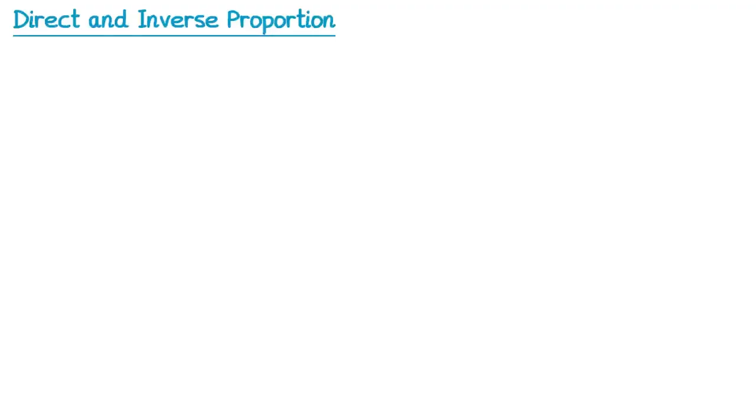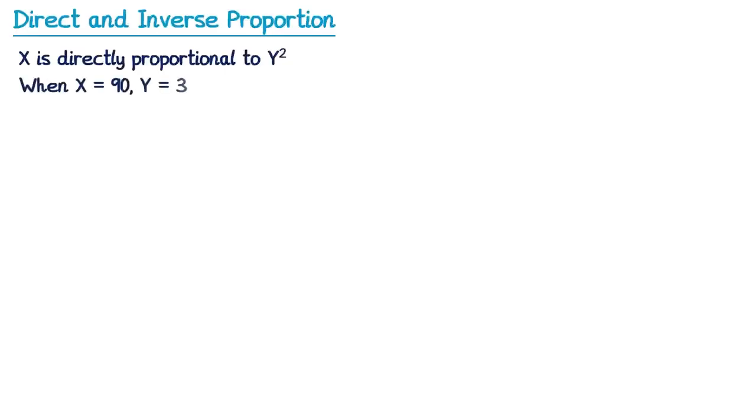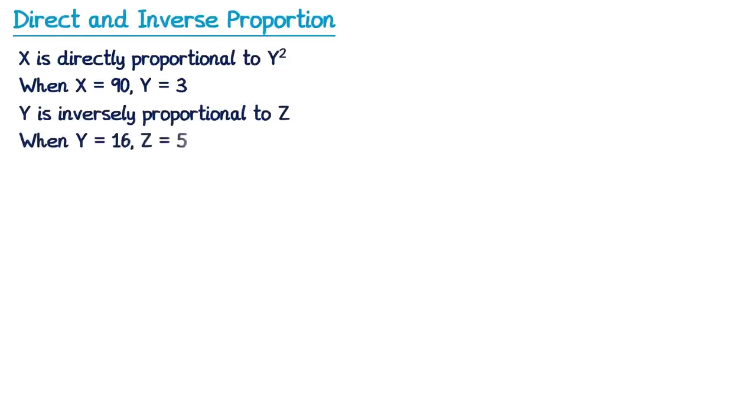Sometimes exam questions have more than 2 variables. Let's have a look at a question that has 3. So for this one, we're told that x is directly proportional to y squared, and we're given some x and y values. But we are also told that y is inversely proportional to z, and we're given some y and z values. And we need to find the value of x when z equals 160. So this question is going to be a little longer and worth more marks.